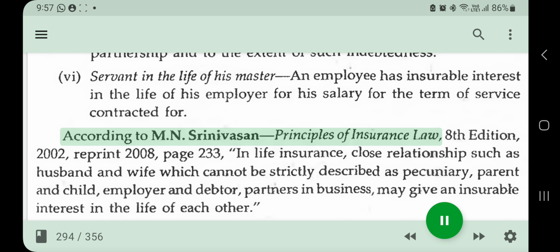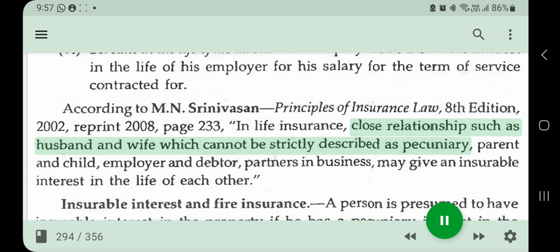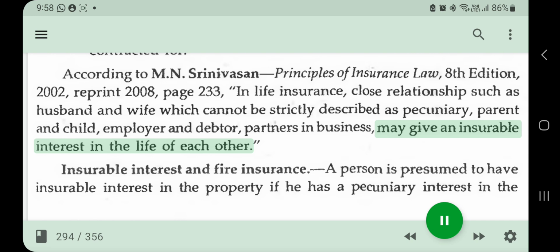According to M. N. Srinivasan, Principles of Insurance Law, 8th edition, 2002, reprint 2008, page 233, in life insurance, close relationships such as husband and wife, which cannot be strictly described as pecuniary, parent and child, employer and debtor, partners in business, may give an insurable interest in the life of each other.